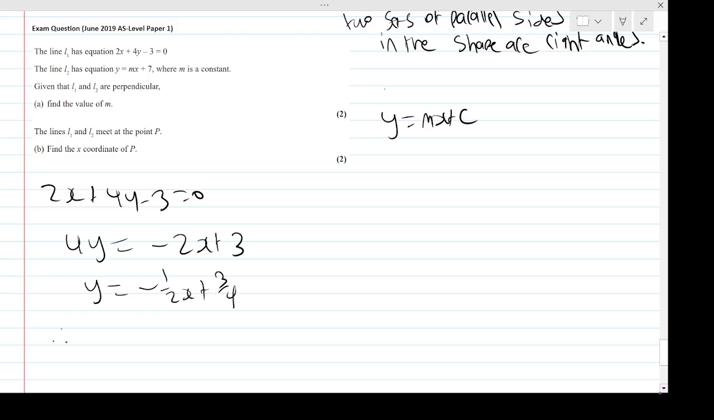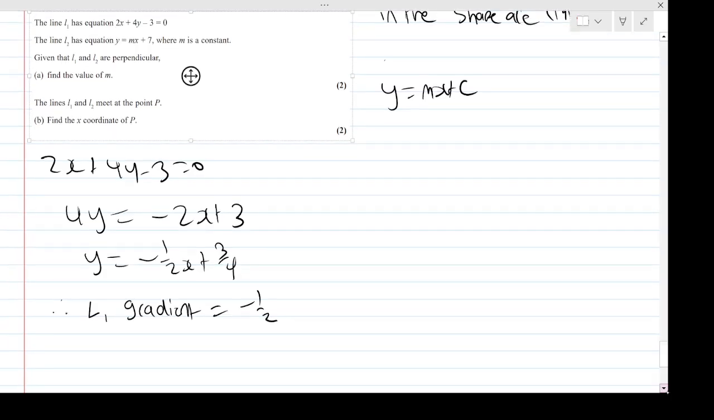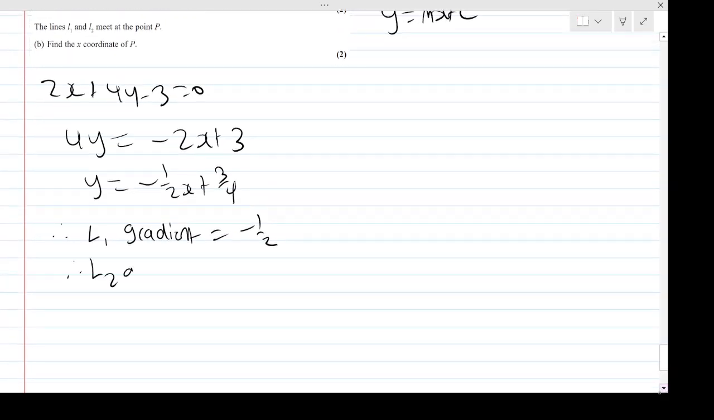But therefore the gradient of L1 is minus a half, as you can spot there. But then the gradient of L2, well, L2 is perpendicular to L1, so again it's going to be the negative reciprocal. So that means the L2 gradient, if you take the negative reciprocal of this one, well, 1 over 2 reciprocal, flip it, you get 2 over 1. But 2 over 1, divide by 1 is just itself, so we get 2. And then we're doing minus, so minus of minus 2 becomes a positive. So the gradient overall is positive 2.